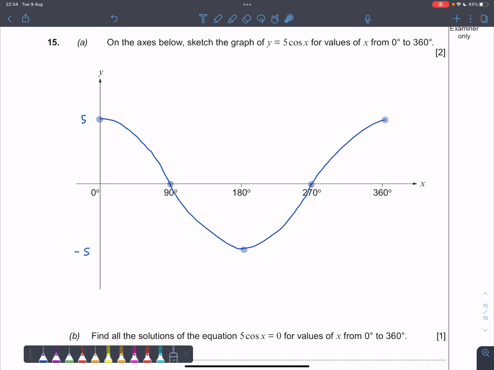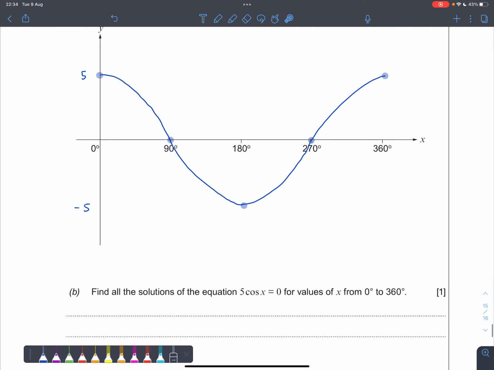So in this case, we just read off the graph quite simply. It's 0 at 90 and at 270. So we can just write x equals 90 or 270.